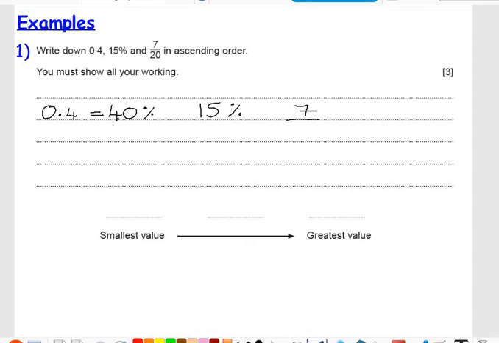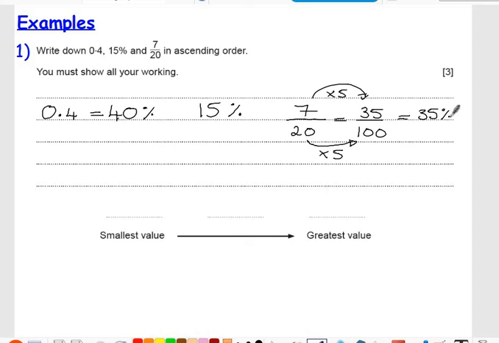Well, we know all percentages are out of 100, so 20 goes into 100, so we can use equivalent fractions to work this out. What do we multiply 20 by to get 100? We times it by 5, so then I need to do the same to the top. 7 times 5 is 35. We know 35 out of 100 equals 35%. So now we can see we've got 40%, 15% and 35%.